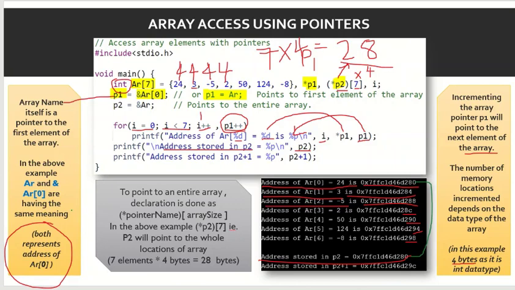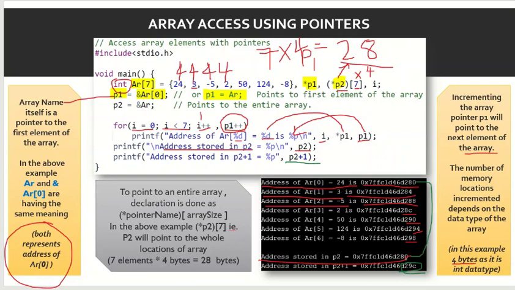But if I increment the address p2 by 1 location, that is if I do p2 plus plus or p2 plus 1, it is actually incrementing the location to the first location value plus 28. So it is skipping 28 locations. So it is taking 28 locations, and so it is printing the location after these 28 locations.